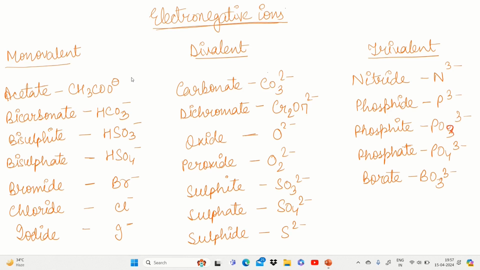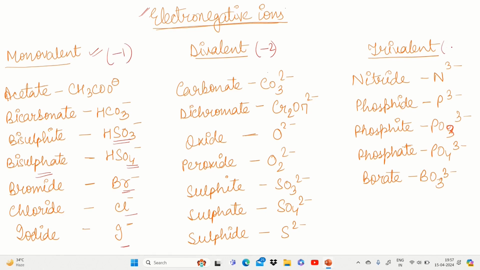Now the electronegative ions which we will be using for making the formula. First is your monovalent one. Acetate is CH3COO-, bicarbonate is HCO3-, bisulfite HSO3-, bisulfate HSO4-, bromide is Br-, chloride is Cl-, iodide is I-. Carbonate, divalent, same thing, -2, monovalent is -1. I guess you can easily understand this thing.